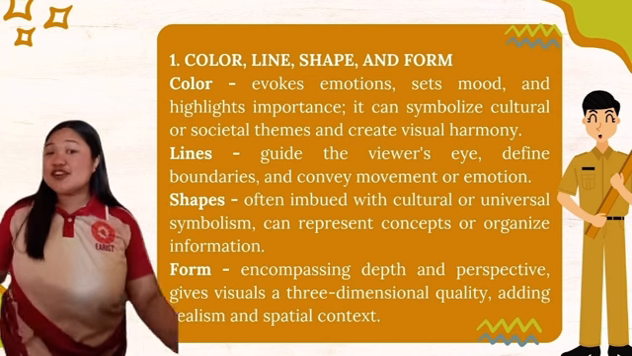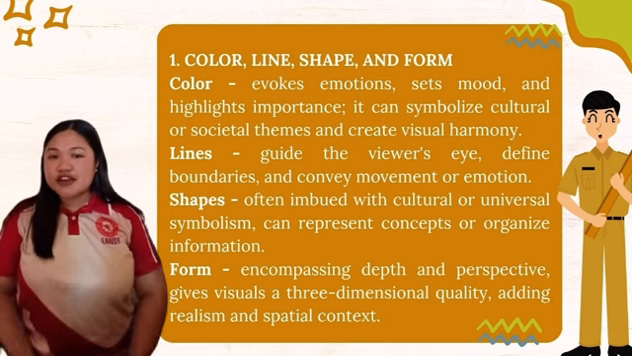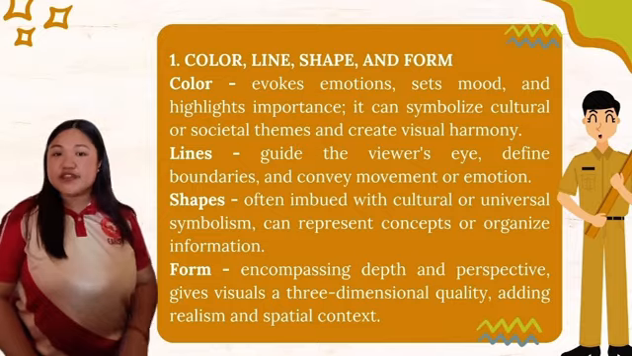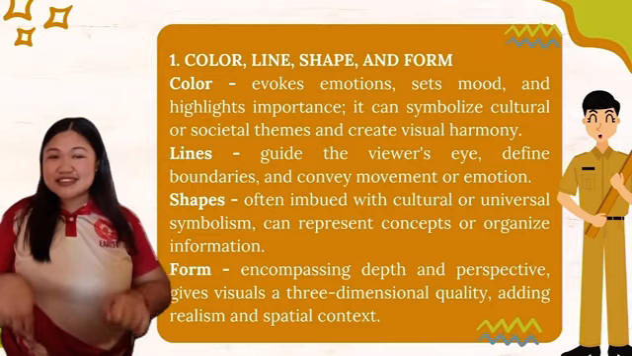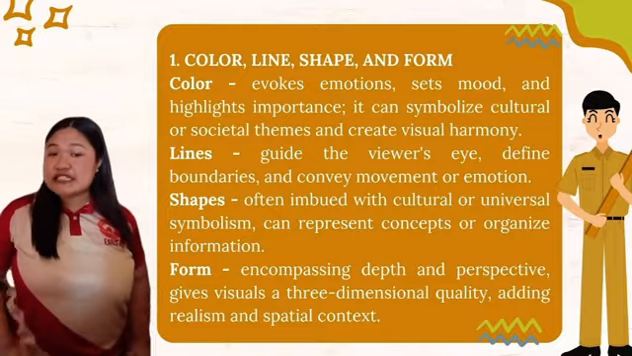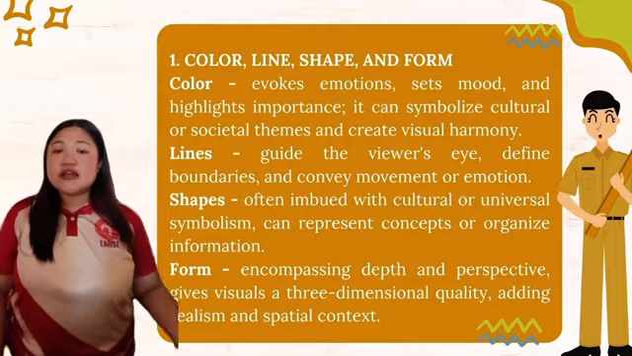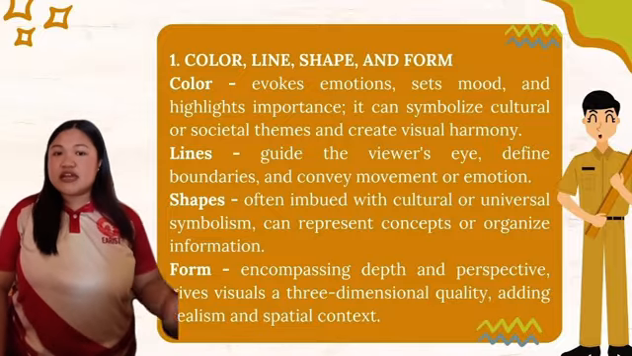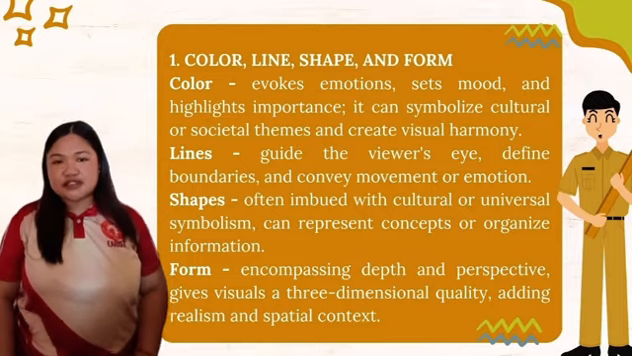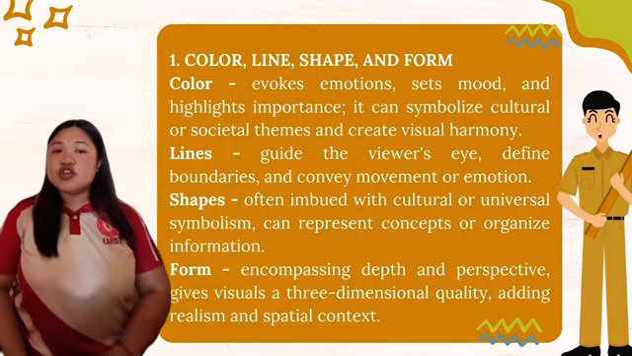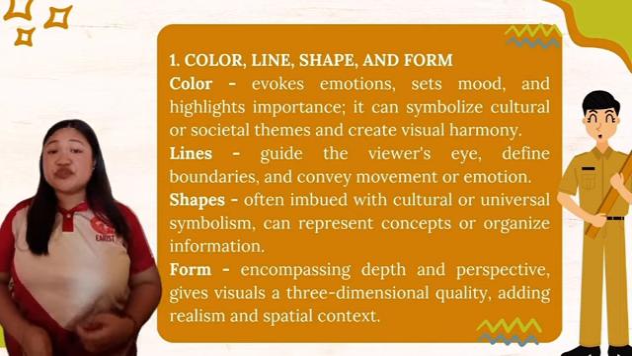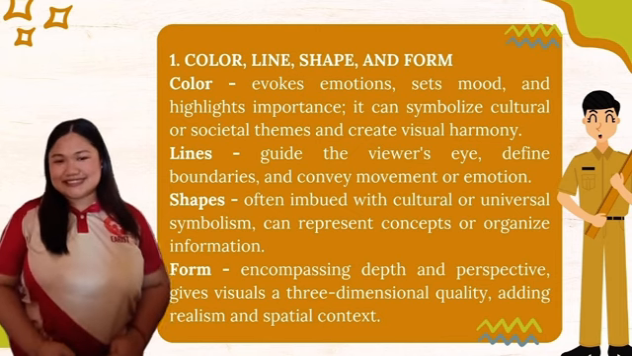Next is shapes. Circles, squares, triangles, they're not just random. They have meaning too. Circles often stand for unity or wholeness. Squares feel steady and strong. They help organize information so it's easier to follow. And form, this is what gives depth. While shapes are flat, form makes things look three-dimensional, like real objects you could reach out and touch. It adds perspective and makes an image feel realistic and full of space.